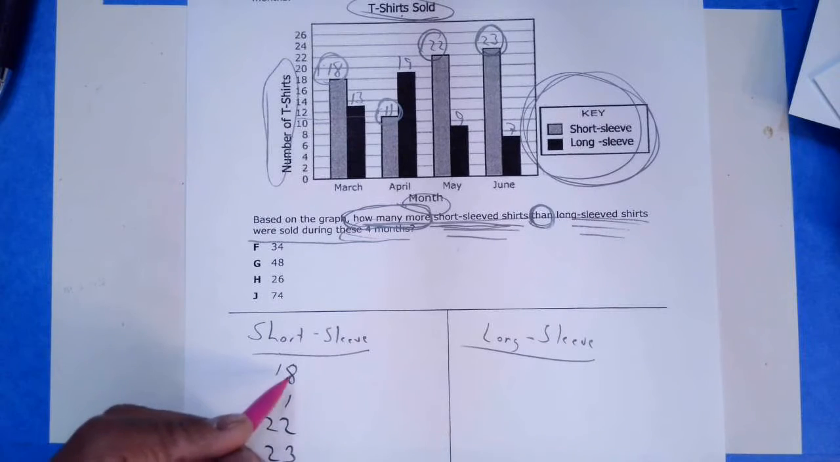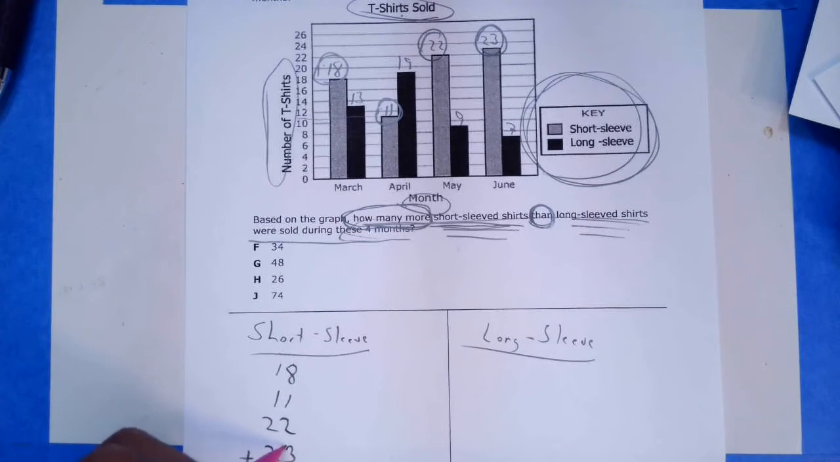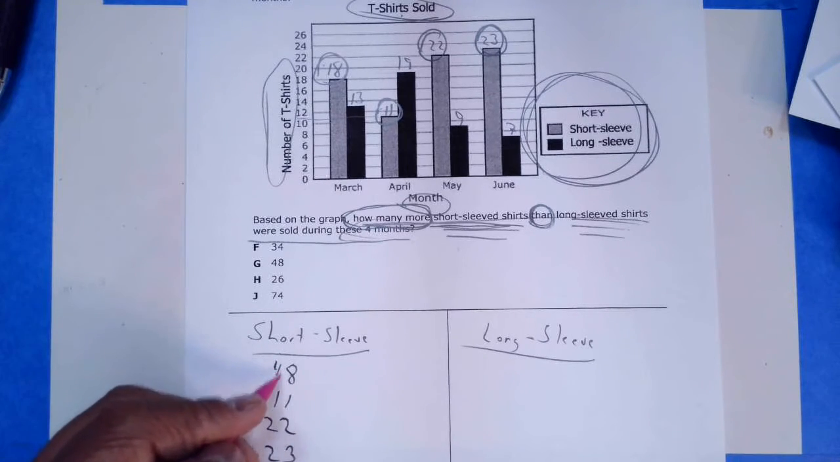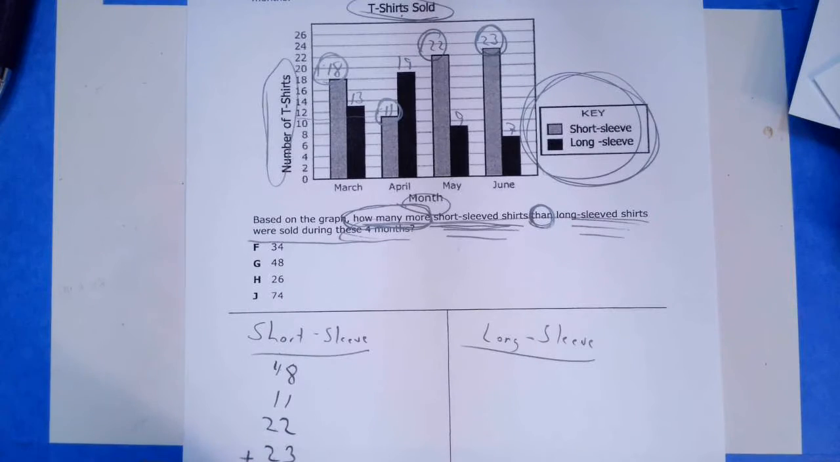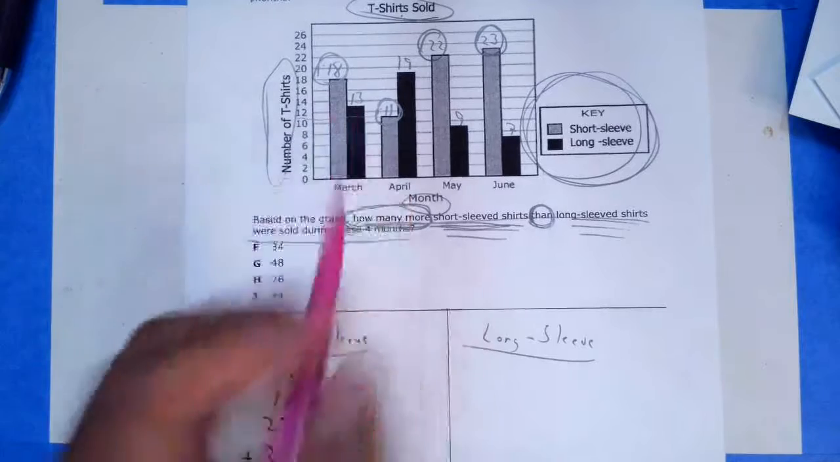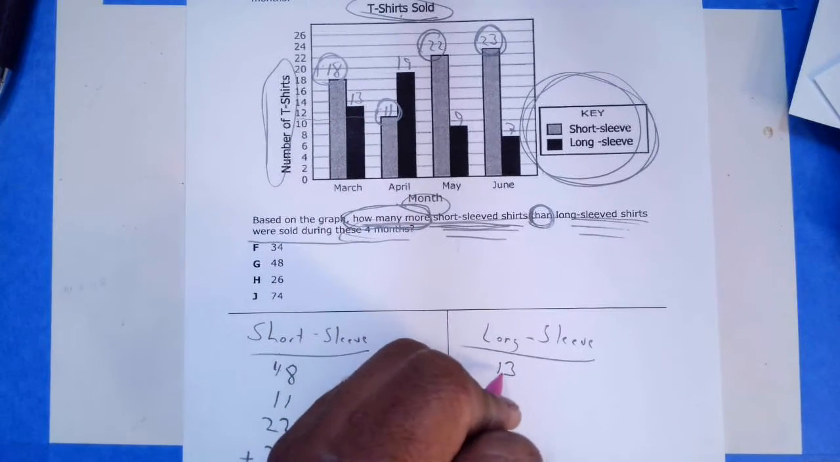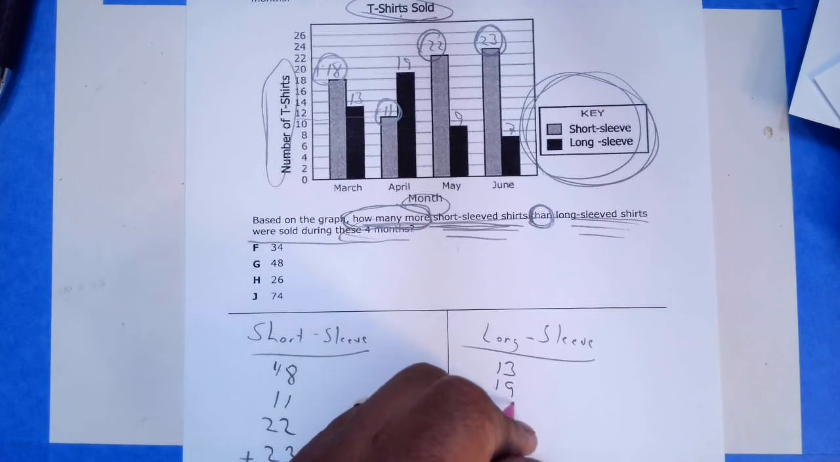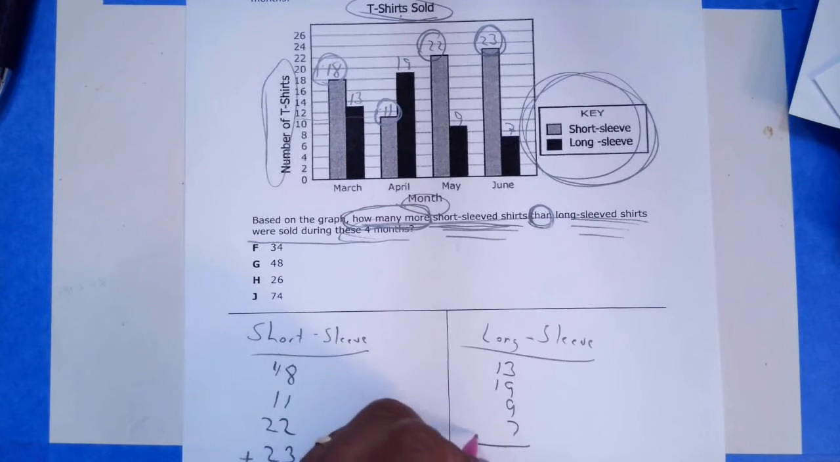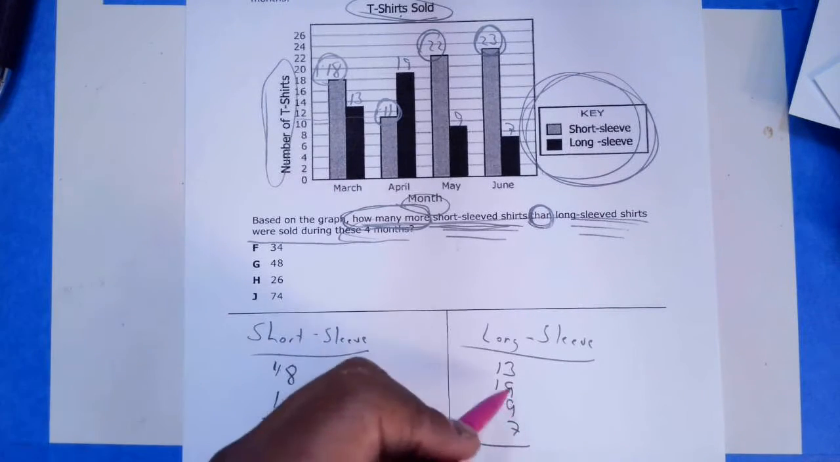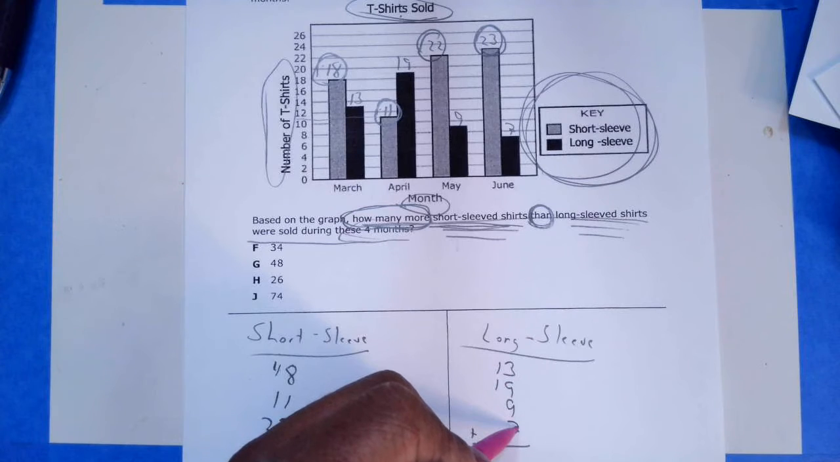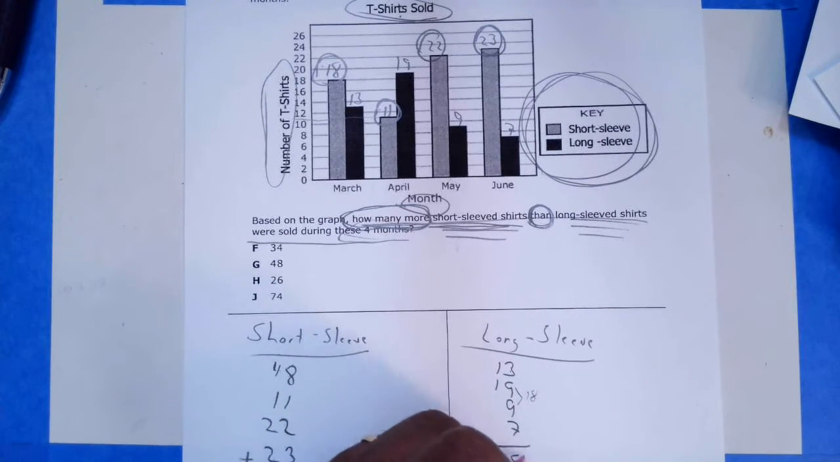We add them up. 8 plus 2 is 10. 11, 12, 13, 14. 1, 2, 3, 4, 5, 6, 7. 74. Long sleeve, it's going to be the numbers that are not circled. 13, 19, 9, and 7. Add them up. Okay, so this is 10. This is 18. And 10 is 28.